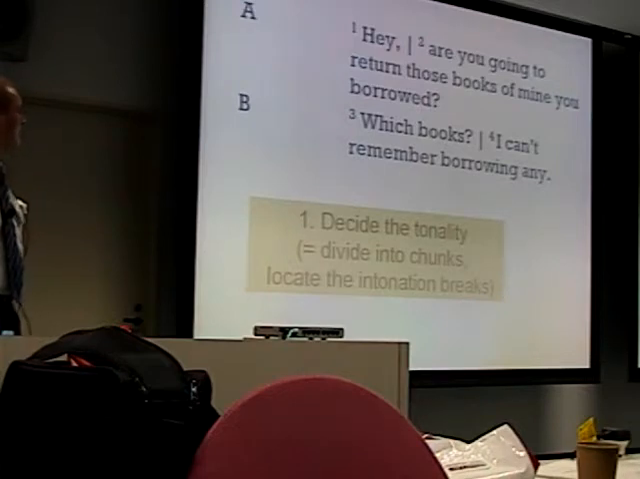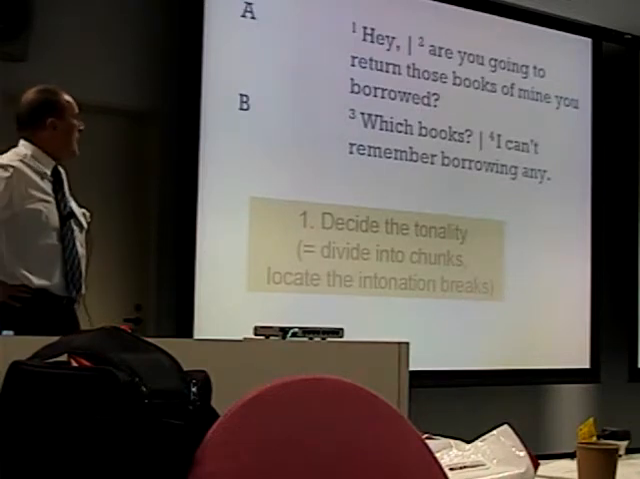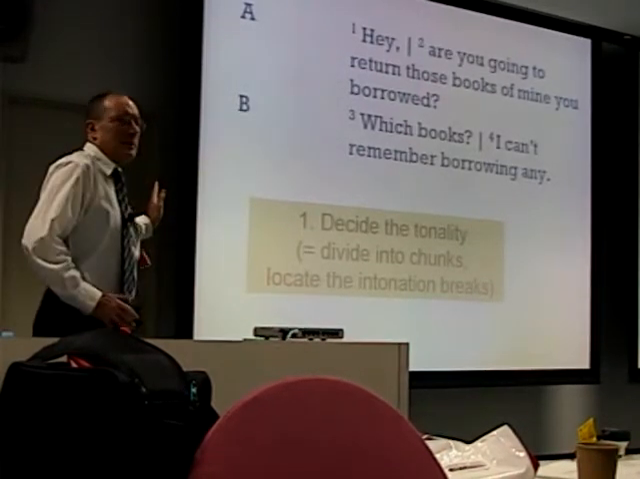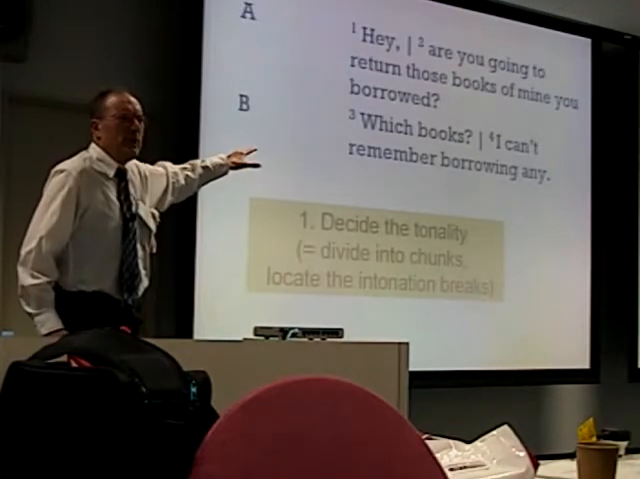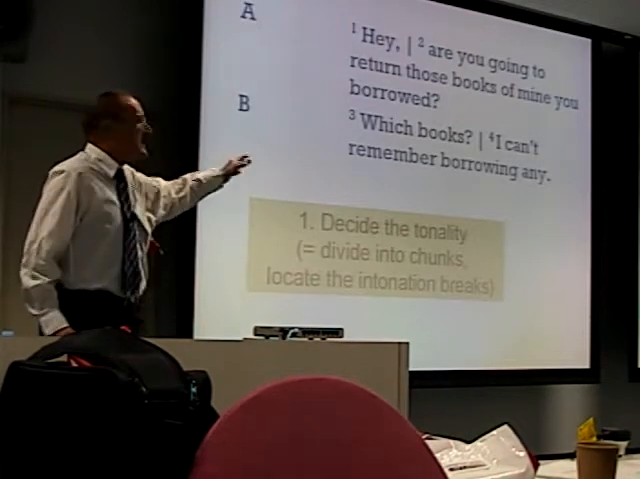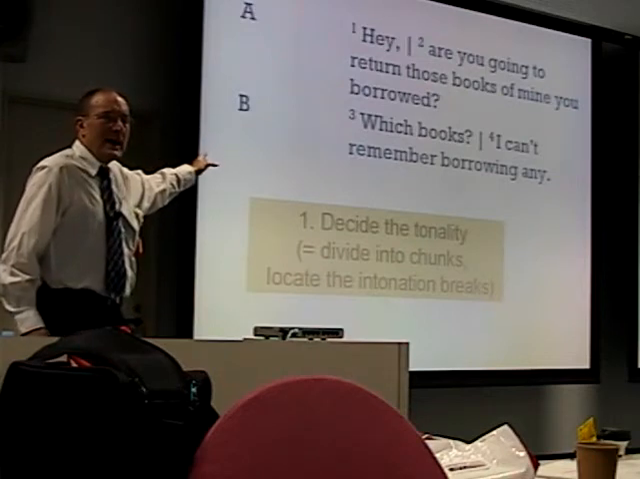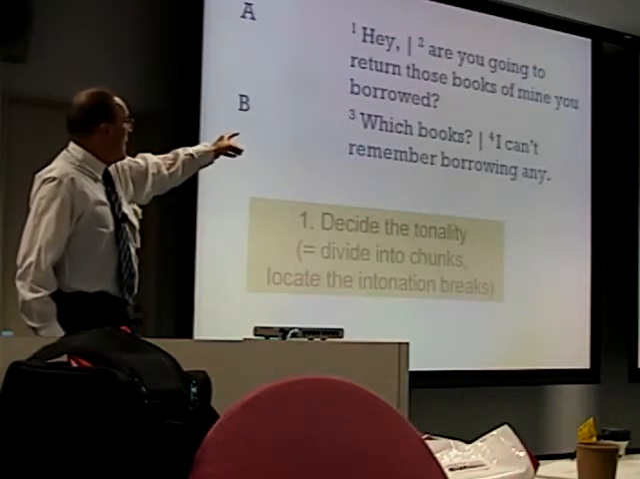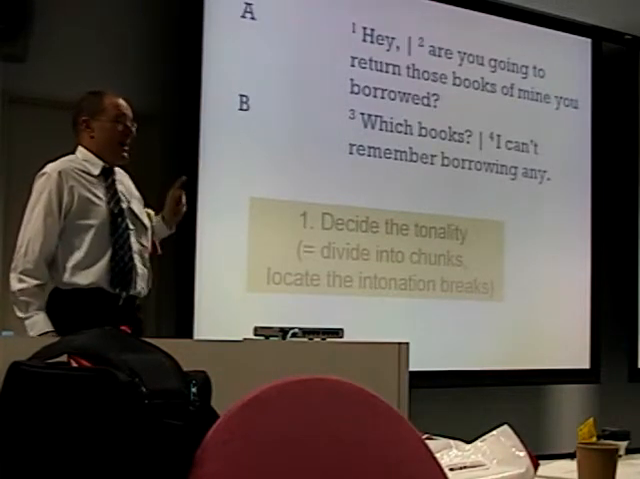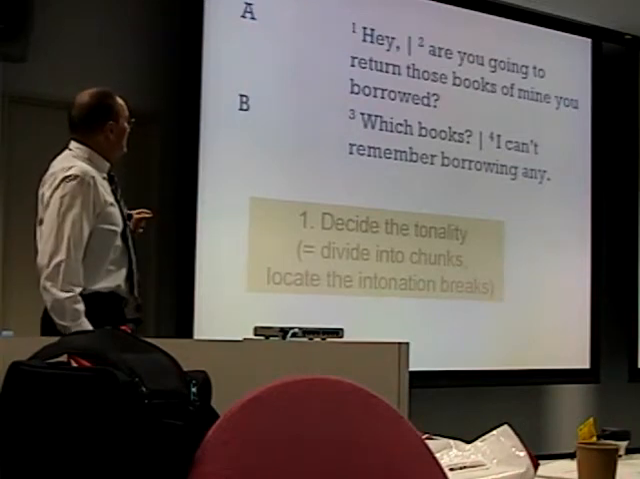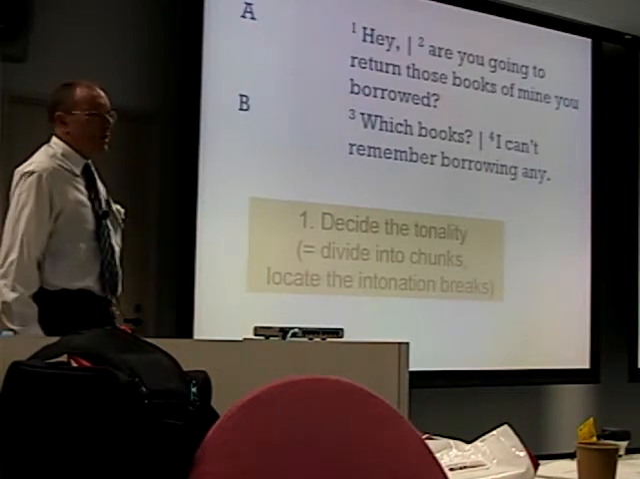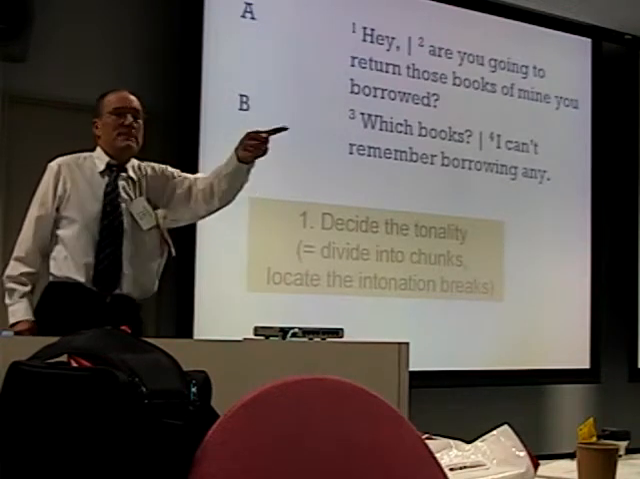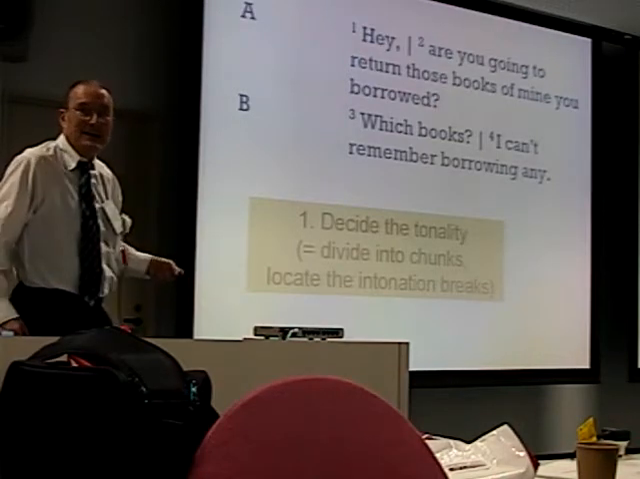And now in number four, I can't remember borrowing any. Well, any is a function word. It's not going to go there. Start at the end and work back. Not going to be any. Was it going to be borrowing? No, it's repeated. Remember? Yeah, possibly. The other place it might go is I can't remember borrowing any, or I can't remember borrowing any, with the implication you remember my borrowing those books, but I can't. I don't.